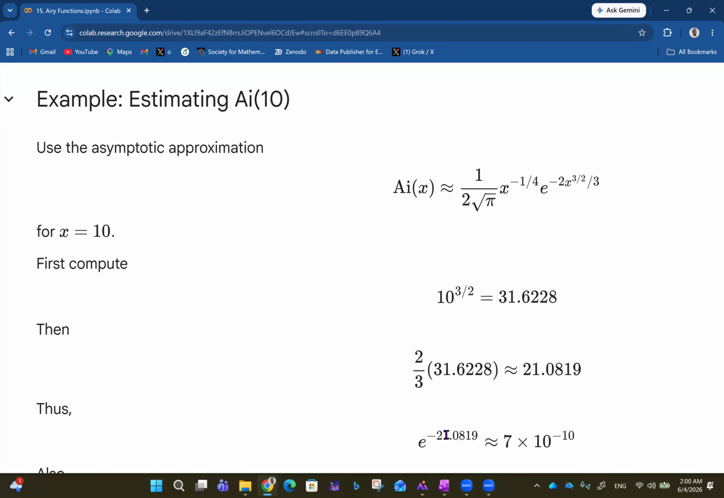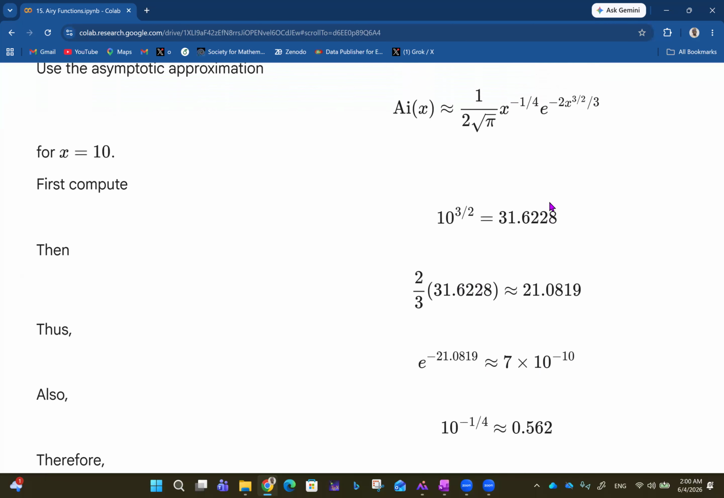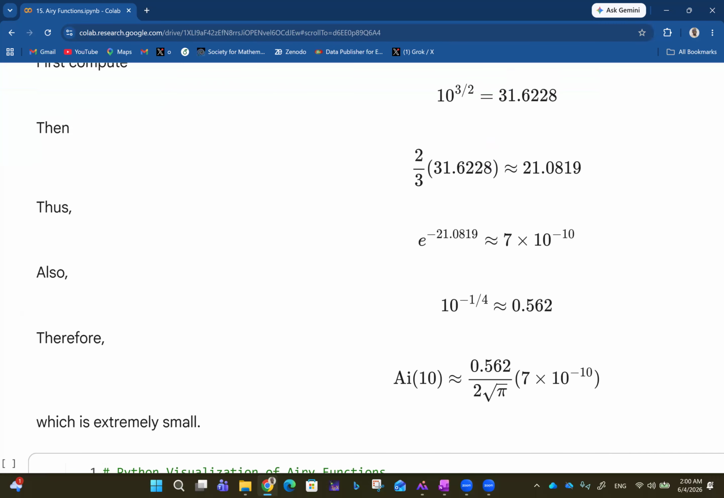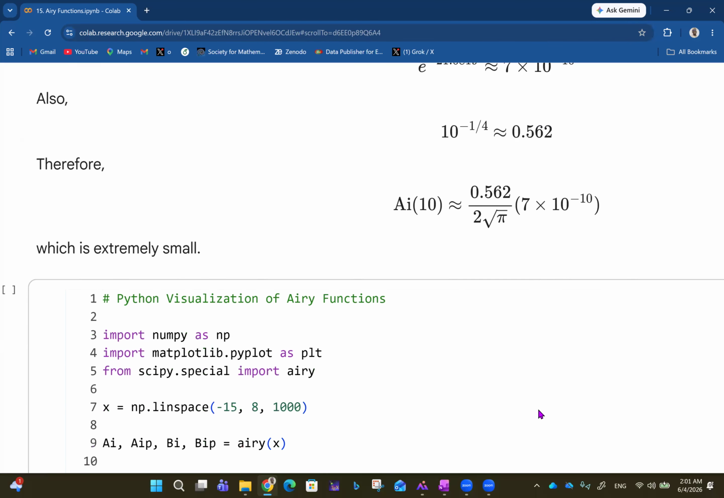And then the exponential of that, e raised to minus 21.0819, is approximately 7 times 10 raised to minus 10. So that takes care of this exponential part. For the other part, 10 raised to minus 1 over 4 is approximately 0.562. And then we have 1 over 2 root pi. So Ai(10) is 0.562 over 2 root pi multiplied by 7 times 10 raised to minus 10, which is extremely small because of this 10 raised to minus 10. And then you still have some division going on here.